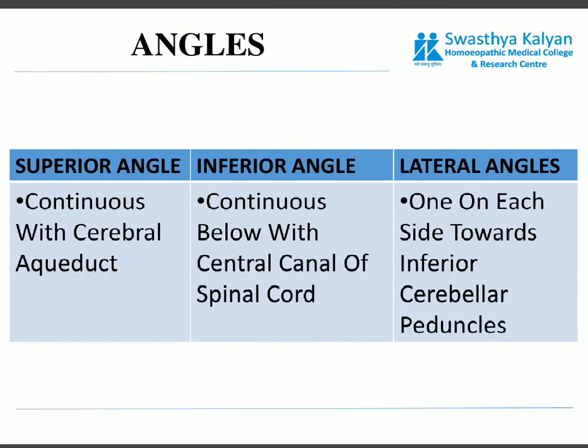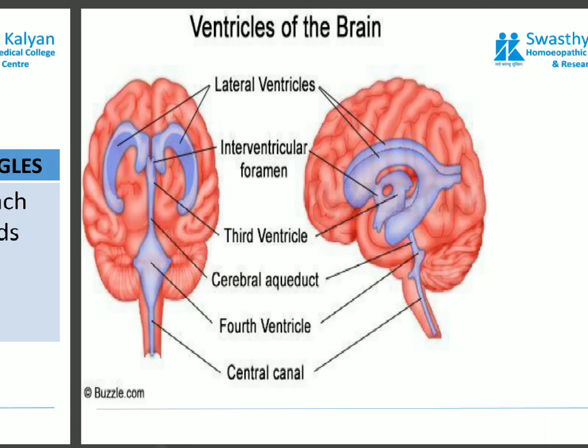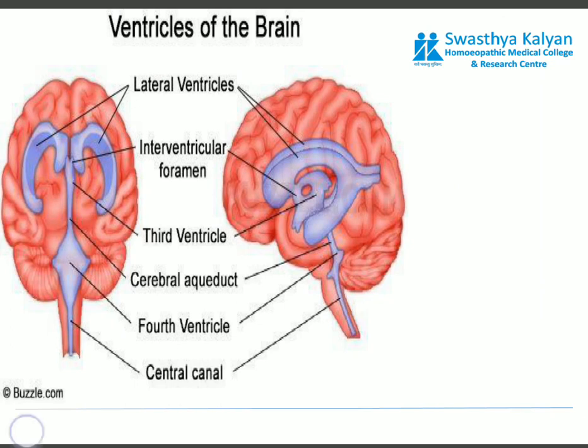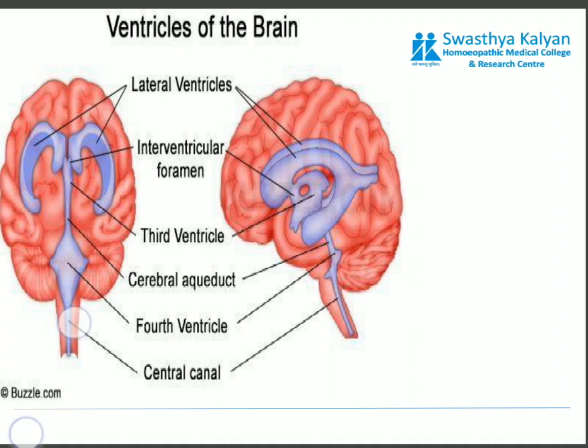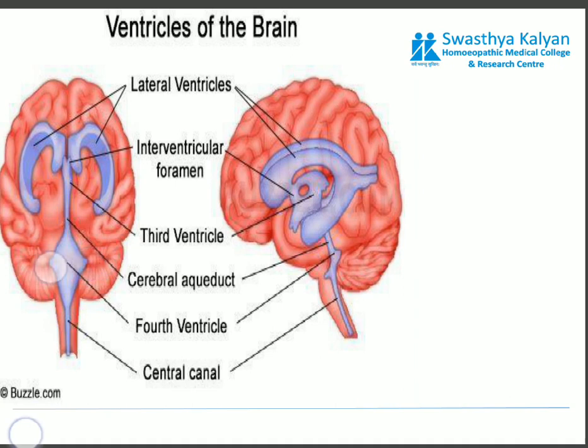The angles of the fourth ventricle, there are three, four actually. One is the superior angle. You can see here in this figure. On the superior side, the superior angle is continuous with the cerebral aqueduct. Inferior angle is continuous with the central canal, and there are two lateral angles on each side which are continuous with the inferior cerebellar peduncles.